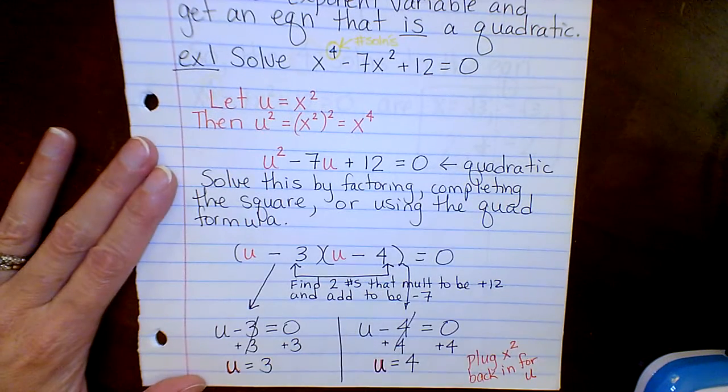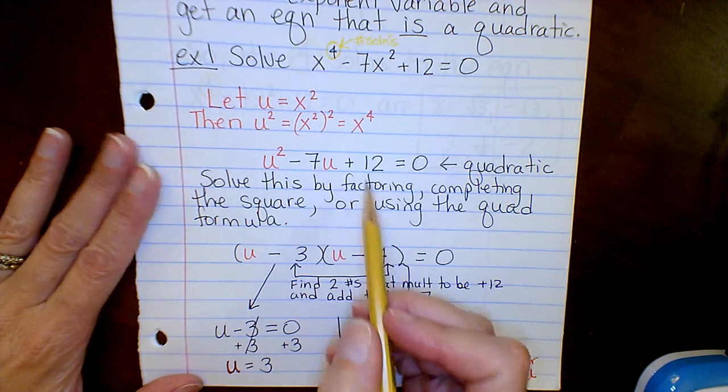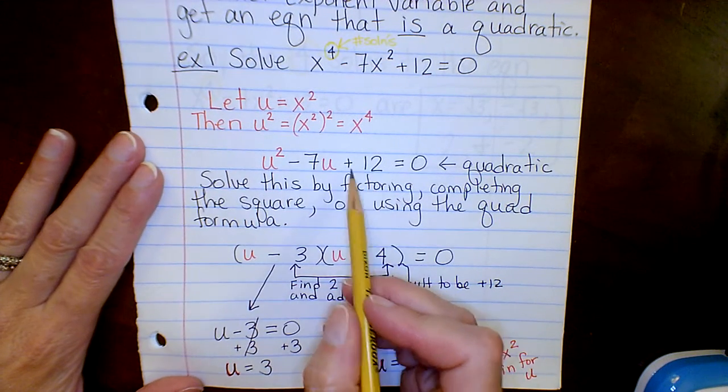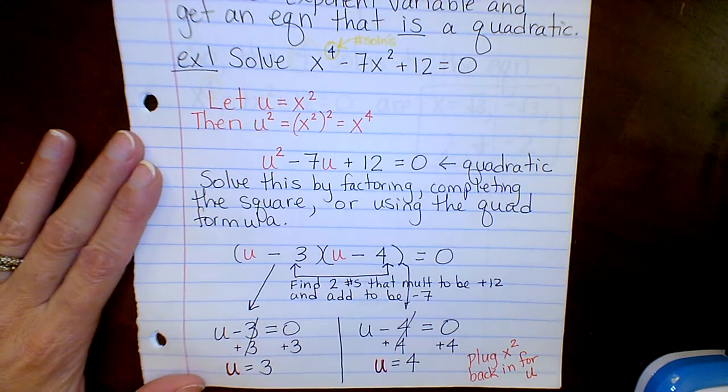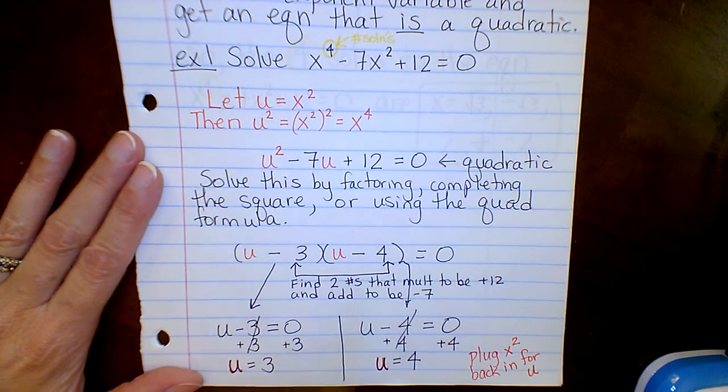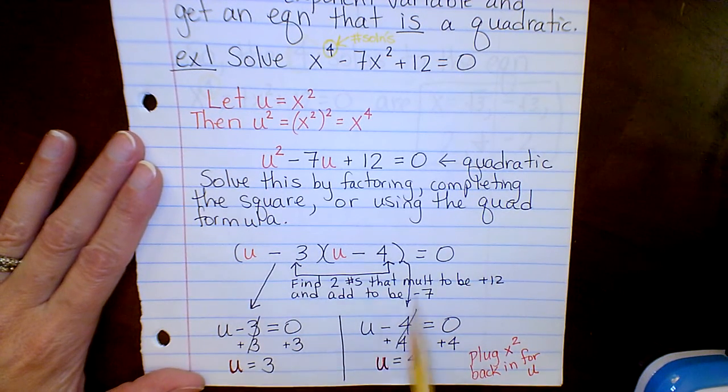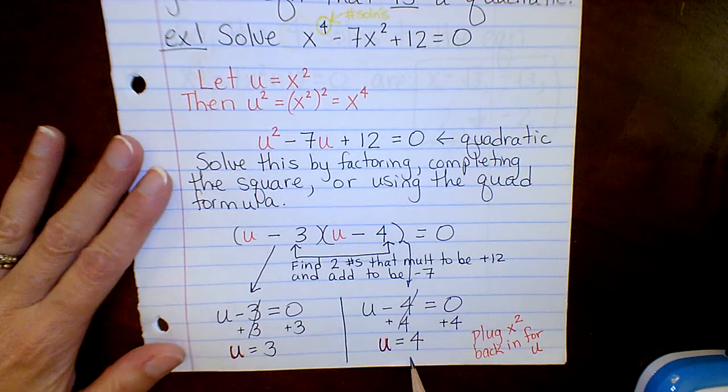So I factored these two. This is a trial and error, so I just want two numbers that multiply to give me positive 12 and add to give me negative 7. So that was negative 3, negative 4. Splitting those two up and solving it, I get u equals 3 and u equals 4.